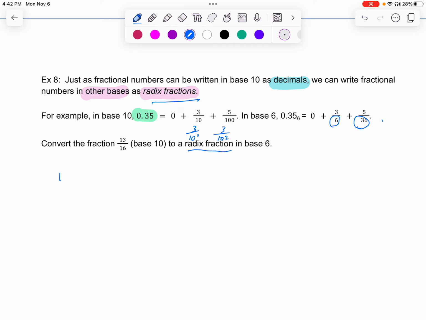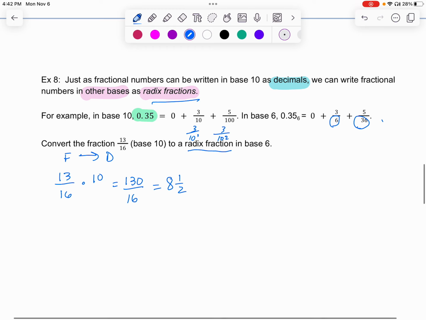So if I were to have this fraction 13/16 and I wanted to go from a fraction to a decimal, an algorithm that I can use to do that is I can repeatedly multiply by 10 until I have no more fractional parts left. So this would give me 130/16, and that is going to simplify to 8 1/8. So I'm going to save that whole part for later, and that will be my first value after the decimal point. And then I'm going to repeat this process with the fractional part.